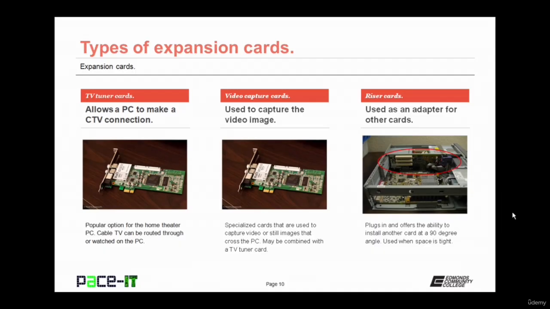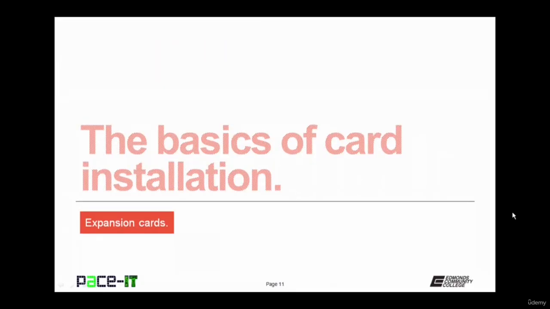And finally, we're going to end with the riser card. This is an adapter for other cards. It plugs in and offers the ability to install another card at a 90-degree angle. You use a riser card when space is tight within the case. Now let's cover the basic steps of expansion card installation.